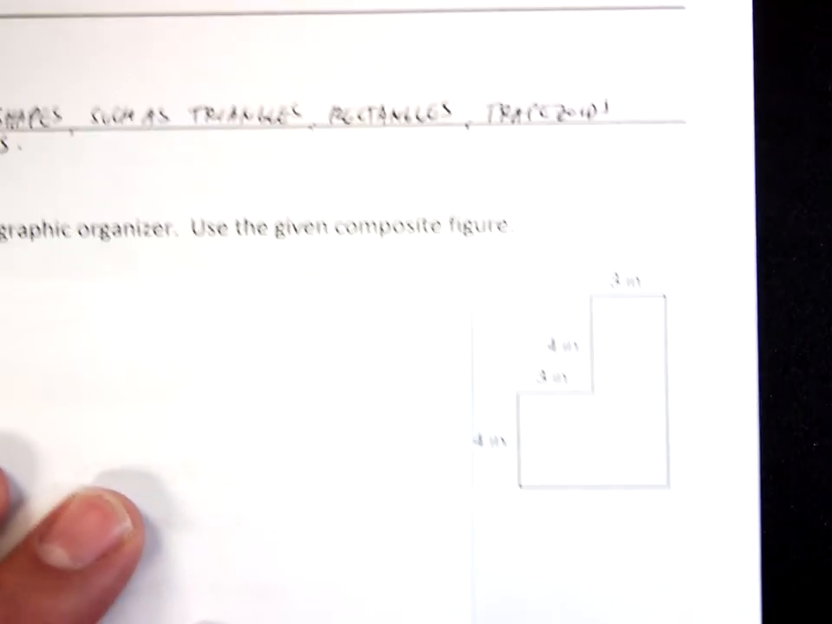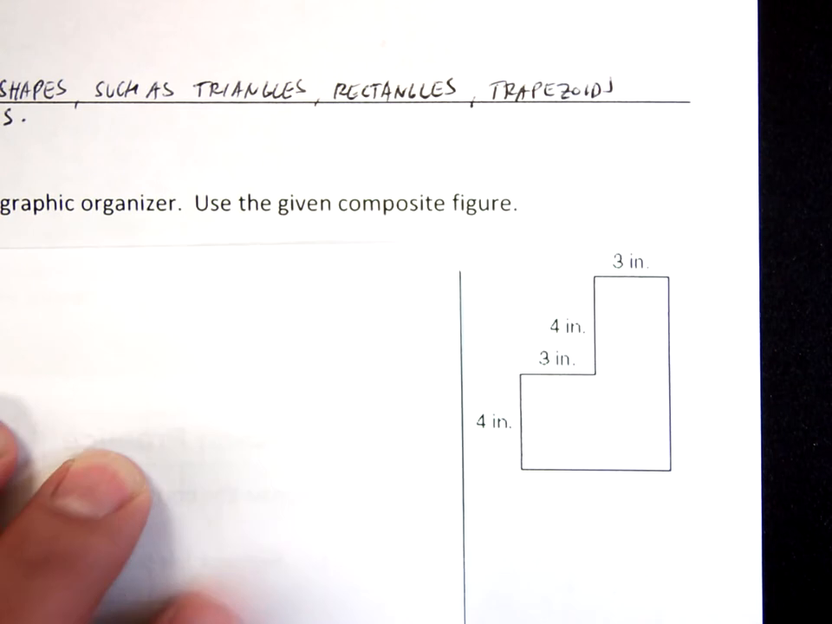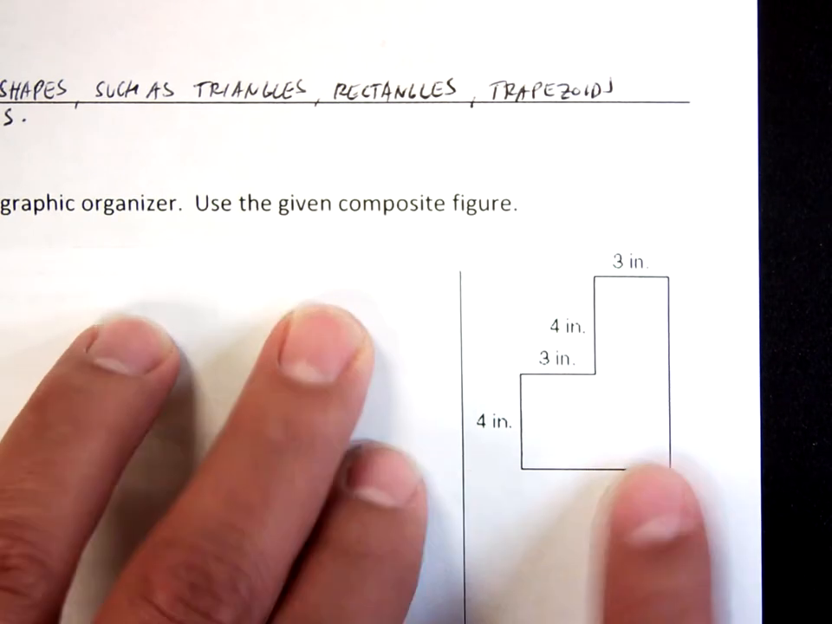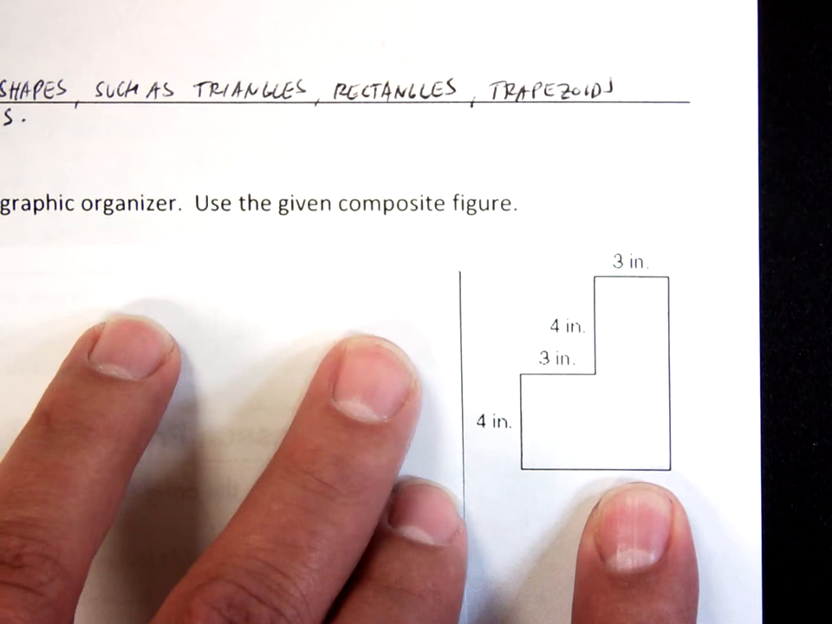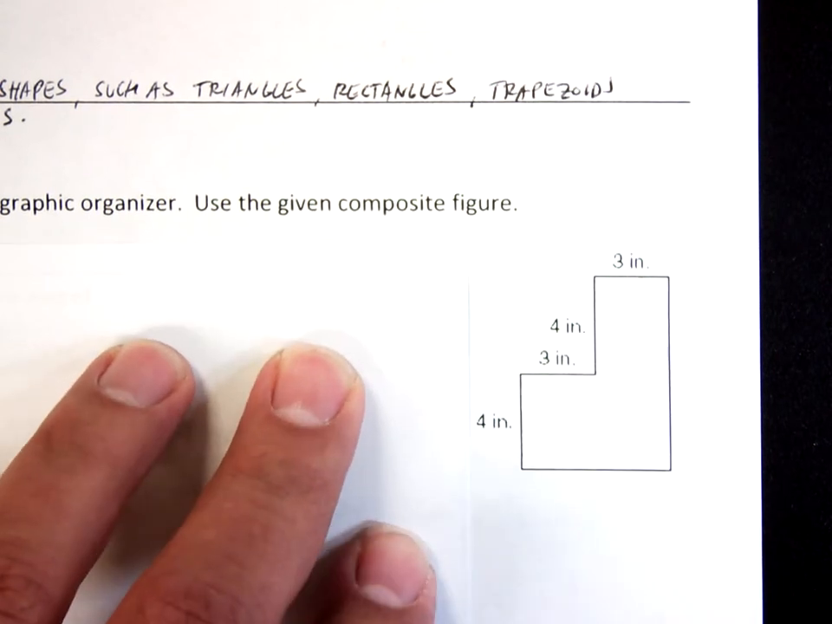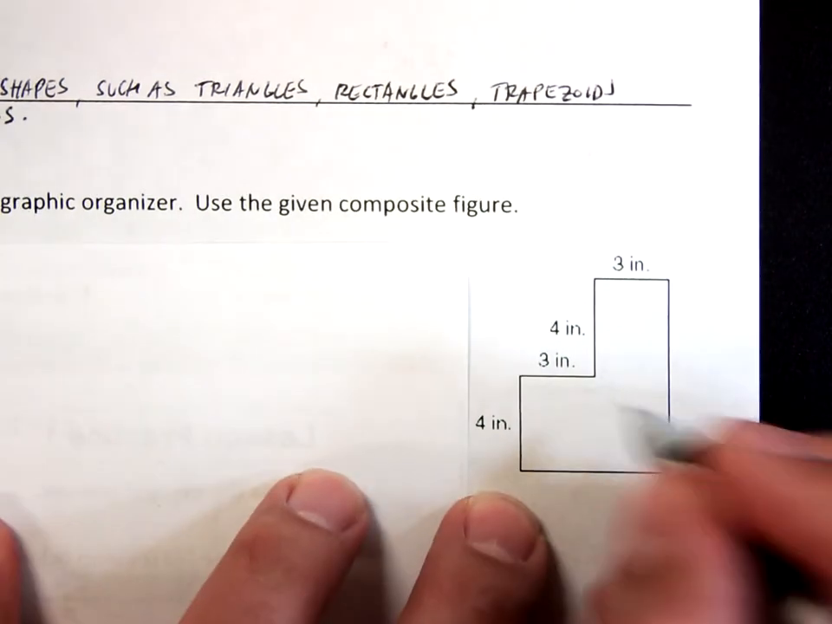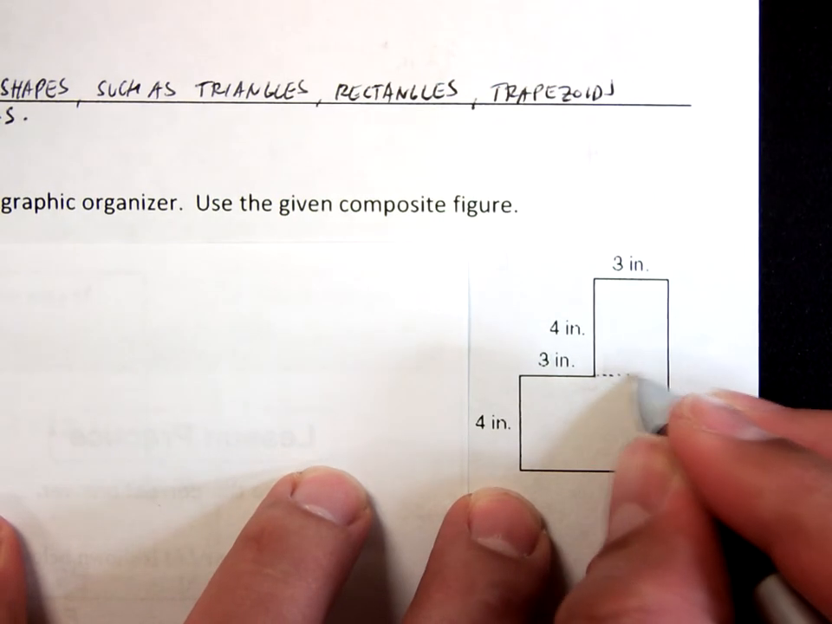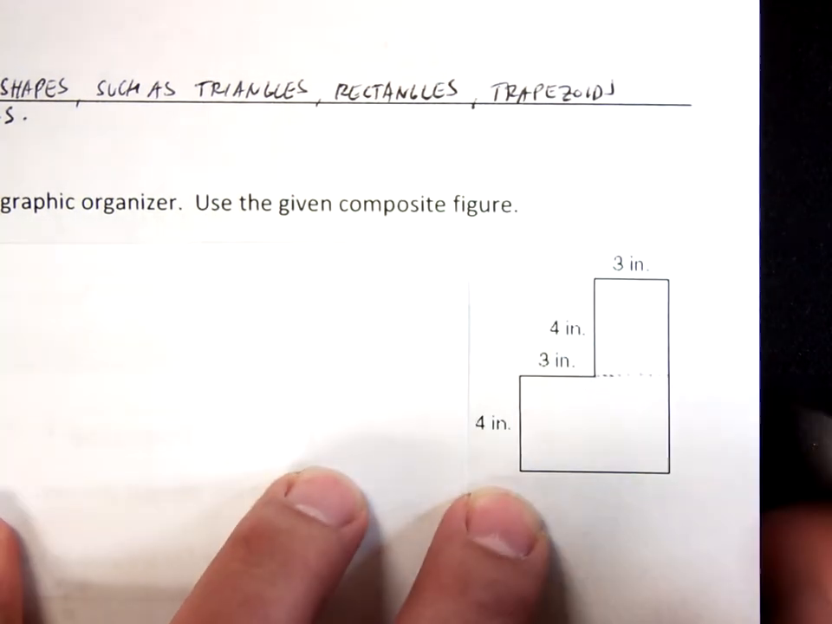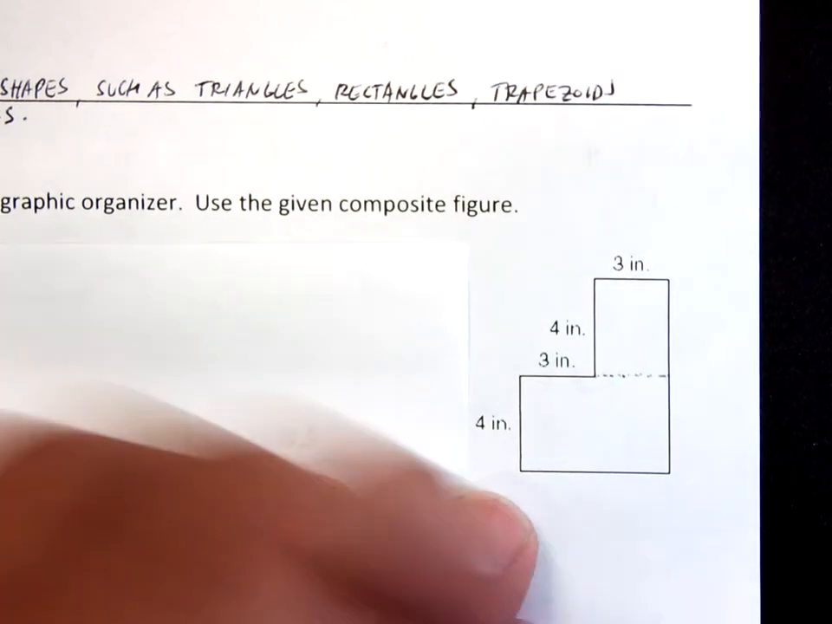So the first one, let me slide it over, it's asking us to find the area of this shape. Now, I always tell my kids, there's nothing on the formula chart that tells you how to find the area of this shape. But I can break it up into two smaller pieces, and I can find the area of the two smaller pieces. For example, I can cut it like that. And now I have two smaller rectangles.